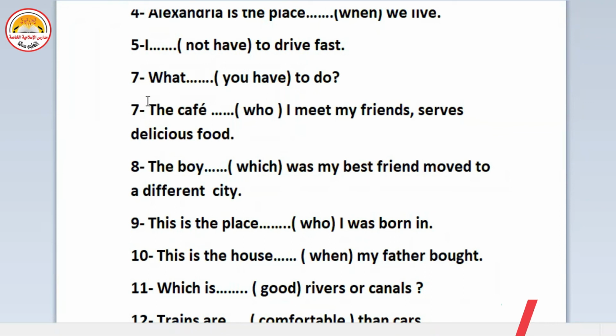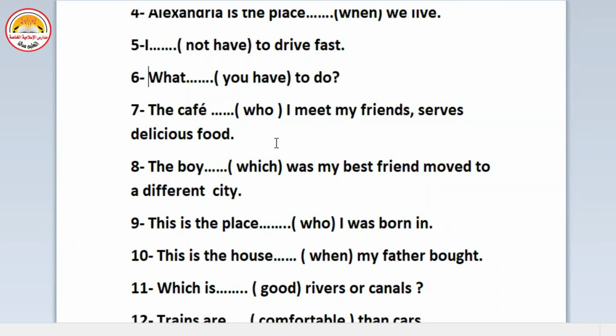Okay, number 6 here. Hannah. What do you have to do? Very good. Thank you. It's correct. So here number 6: What do you have to do?